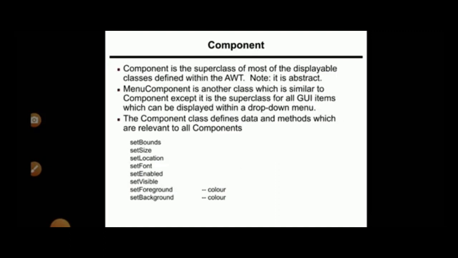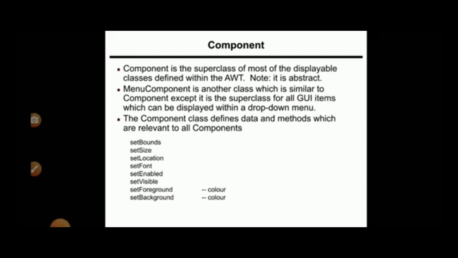First we are going to discuss the component. The component is a superclass of this AWT class. The component class defines the data and methods which are relevant to all the components. The methods we can use in components are setBounds, setSize, setLocation, setFont, setEnabled, setVisible, setForeground and setBackground.